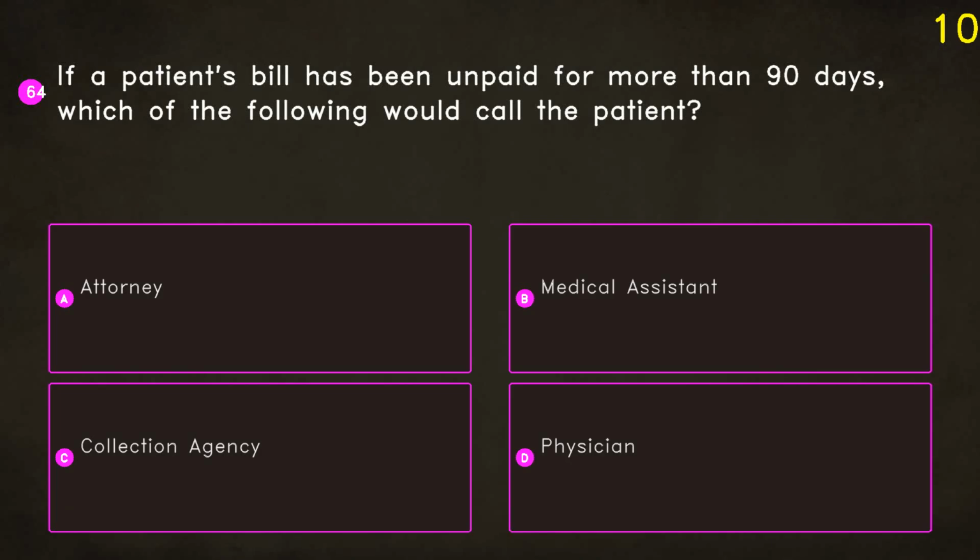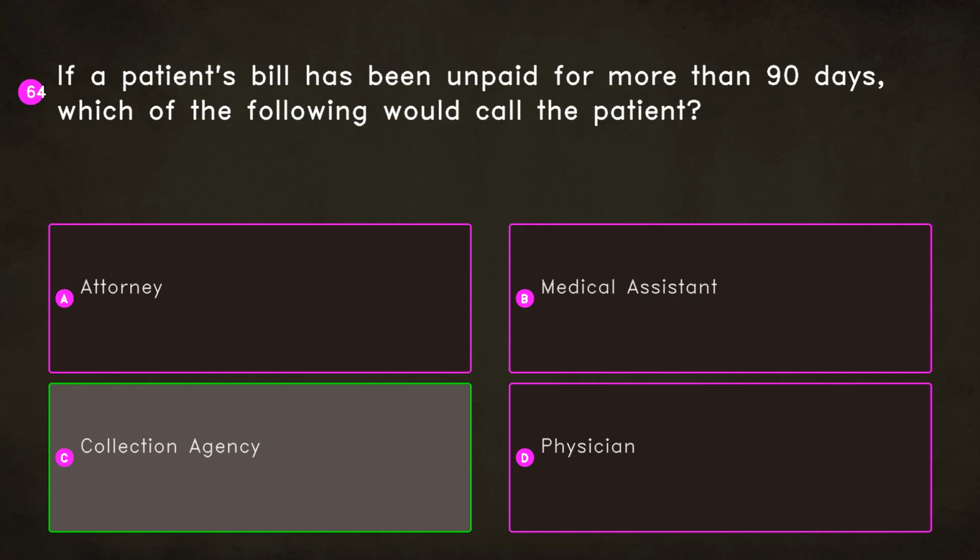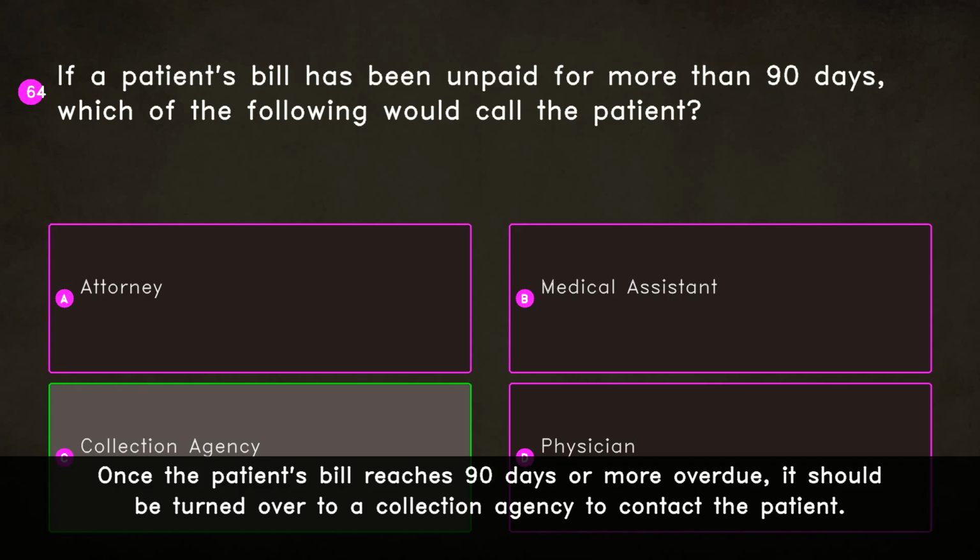Question 64. If a patient's bill has been unpaid for more than 90 days, which of the following would call the patient? A. Attorney. B. A medical assistant. C. Collection agency. D. A physician. The correct answer is collection agency. Once the patient's bill reaches 90 days or more overdue, it should be turned over to a collection agency to contact the patient.